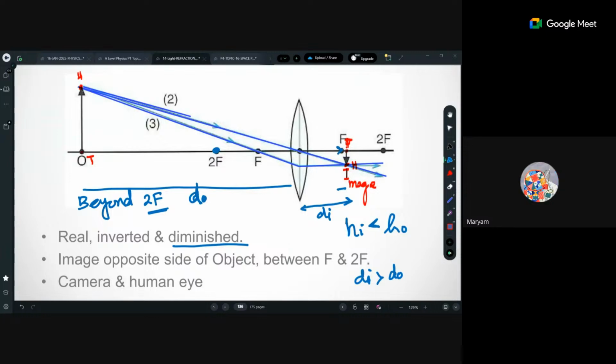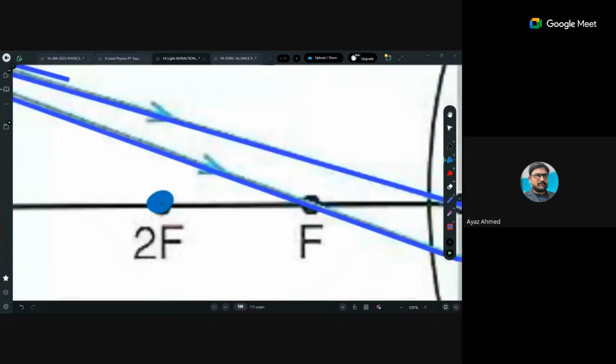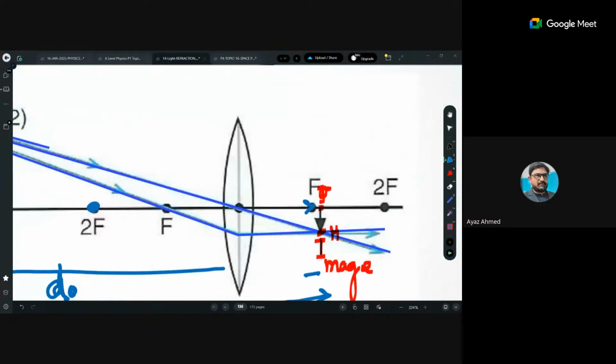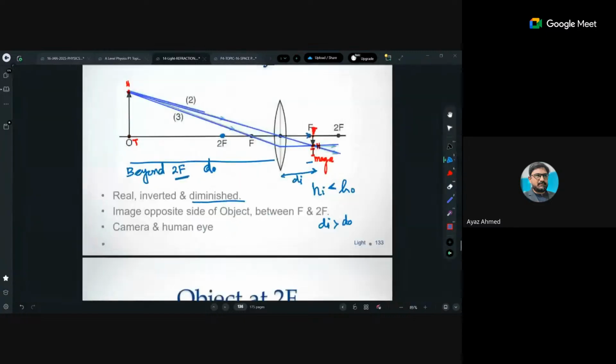Sir, will the image always be formed at the focal point, right? No, it is not formed at the focal point. It is closer to the focal point, because this is not at infinity. It is just beyond the principal focus. So the second point, the position of the image, is not that important. The first point is very important for you, and the last point, where we use it.